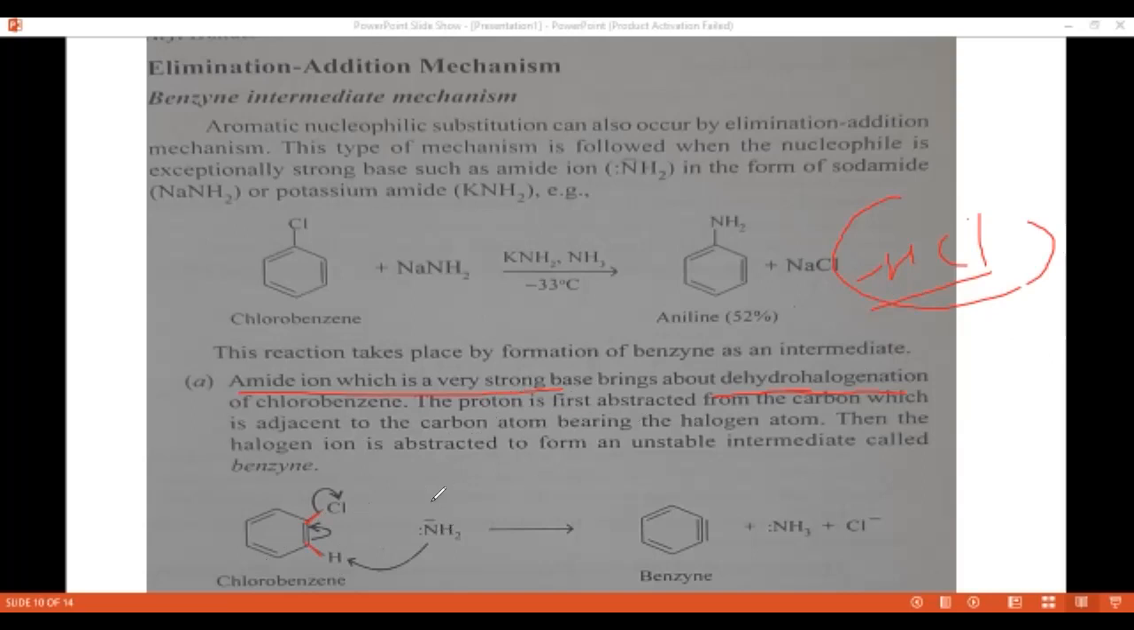The amide ion first abstracts the proton from the carbon which is adjacent to the carbon atom bearing the chlorine atom. Now NH2 minus abstracts this proton, and the negative charge is present on this carbon atom. That is a carbanion.